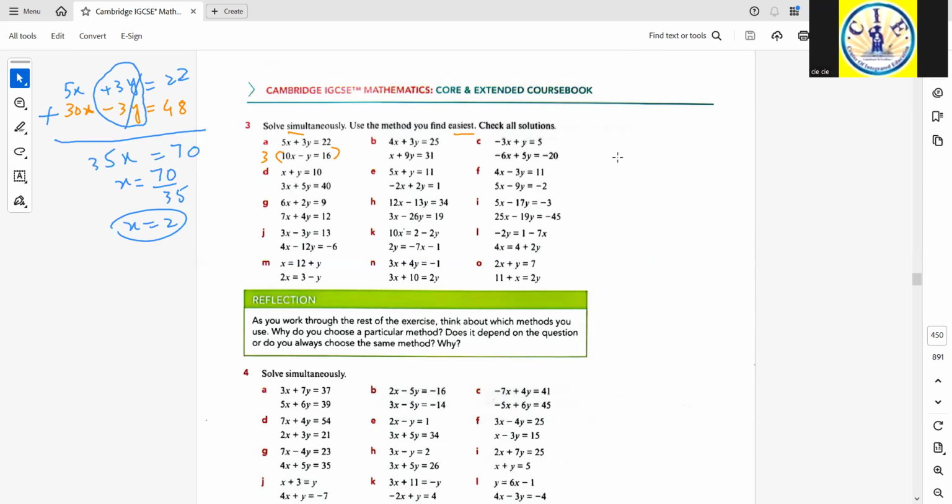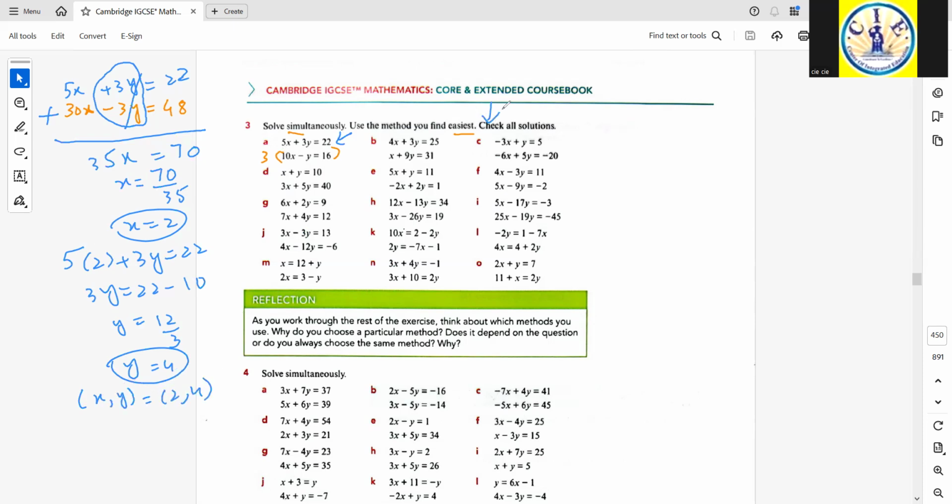Once we have got the value of one of the variables, again we can replace this value in either of the equations. I can replace it in equation number 1. So that will be 5 times x, that is 2, plus 3 times y, that is equal to 22. So 3y is equal to 22 minus 10, that is 12, divided by 3, 4. So the answer is x comma y, that is 2, 4.